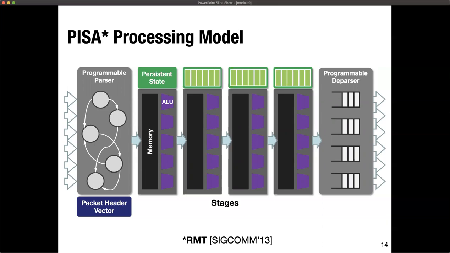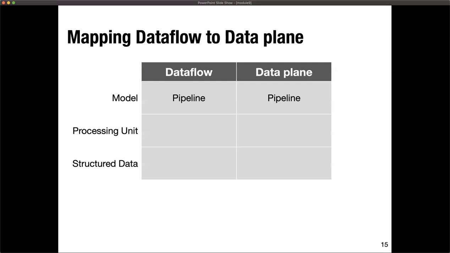Now, what's important and interesting to think about is that there is a connection between the processing model that PISA has and the data flow model or abstraction that analytics tasks in general have, right? That's very important to understand and appreciate here: the data flow and the data plane processing model of PISA both are pipelines, right? They have some processing units. In case of data plane, the match action tables are the processing units. In case of data flow, it's the operators that are the processing units, right?